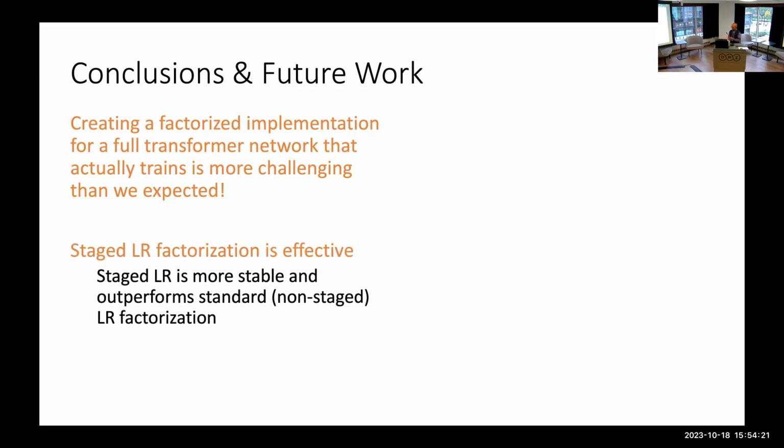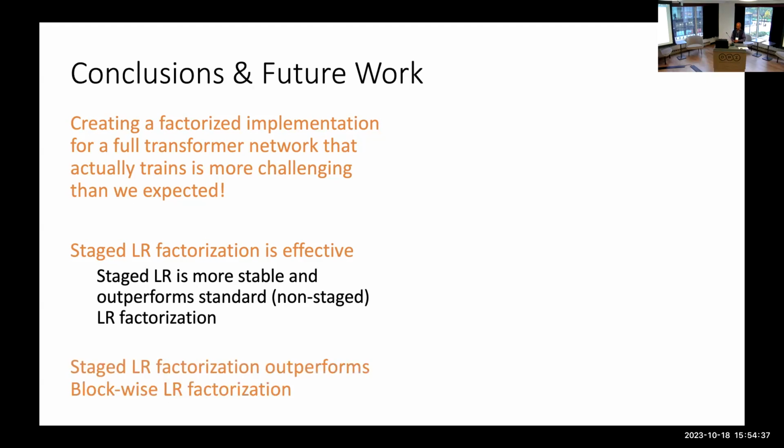So just to repeat the basic conclusion: staged LR factorization is effective. It's more stable and it outperforms standard non-staged LR factorization. And we tried this blockwise LR factorization, but that didn't work as well. Without staging, it's actually better than LR, but once you try to do the staging, one improves, the other one worsens.